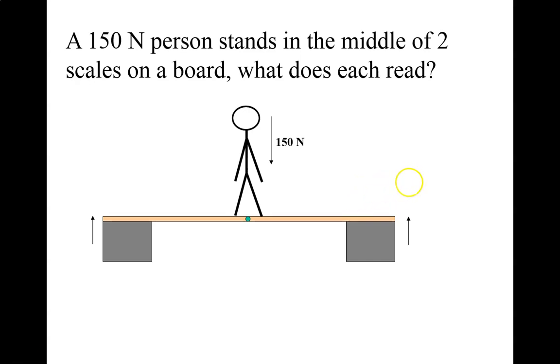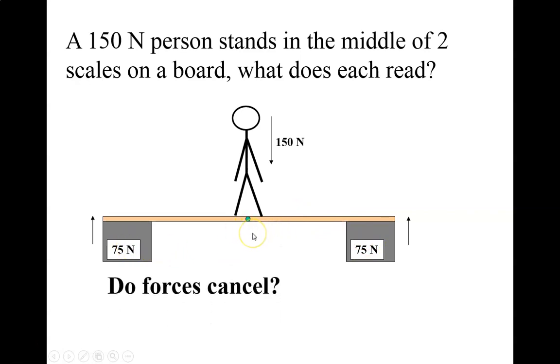Okay. So if a person stands in the middle of both boards, and these are scales here, and the board is weightless, so we're not worried about the weight of the board. He's 150 newtons. Each of these scales are going to read 75 newtons because he's in the middle. If they were to walk to the right, this scale would start to read more, and this scale would start to read less. But in the middle, they read equal.